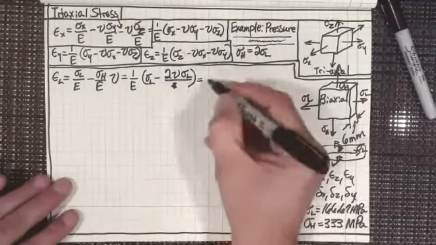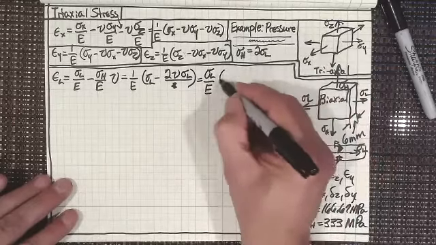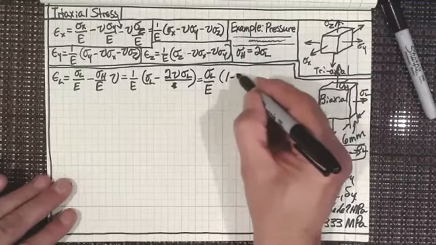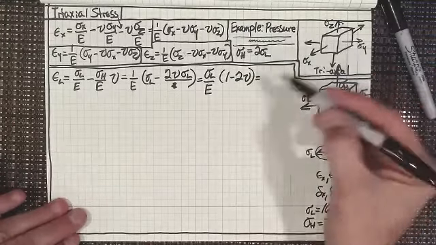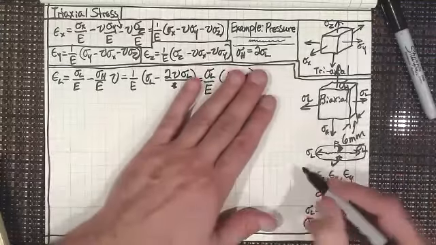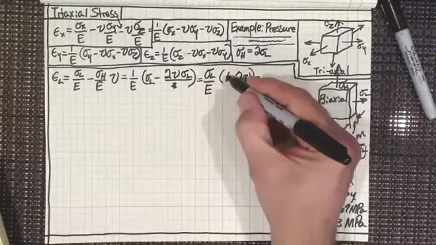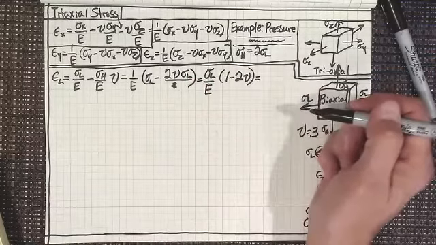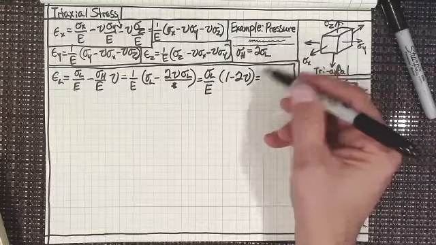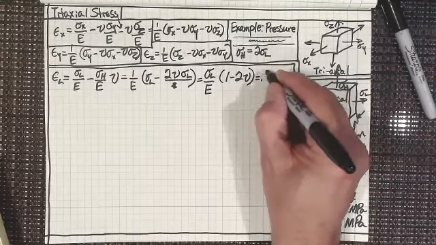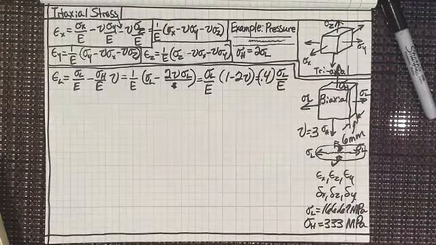And now I can see that I can take both sigma sub L and E out of the equation. And what I'm left with is 1 minus 2 times nu. And we know that for the steel that we've got here, the Poisson's ratio is 0.3. So this is going to be 1 minus 2 times 0.3. 2 times 0.3 is 0.6. So 1 minus 0.6 gives me 0.4 times sigma sub L over E. See how I got that?